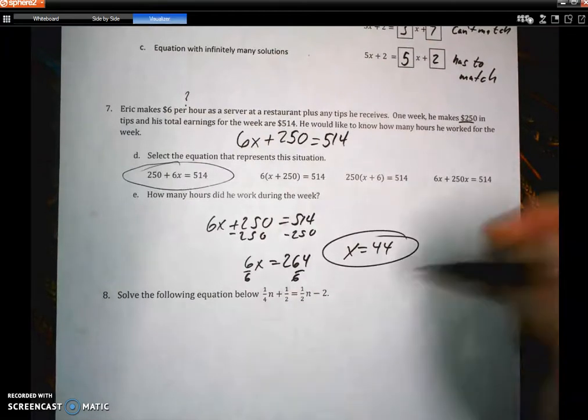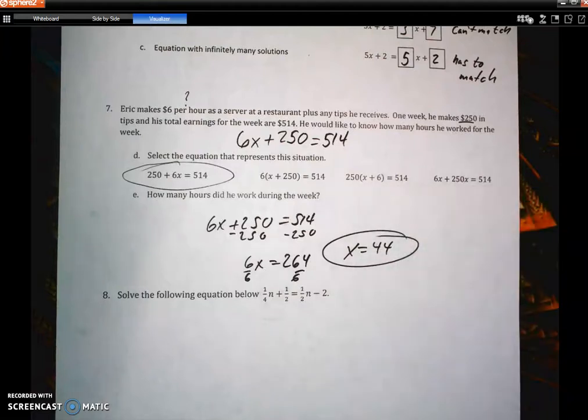Huh. It's a lot of work for $500. I wonder if it's worth it. I mean, if you do the 514 altogether, divided by that 44 hours, that means he's making $11.68 an hour. Not bad, I guess.